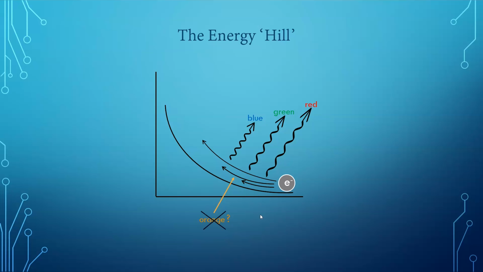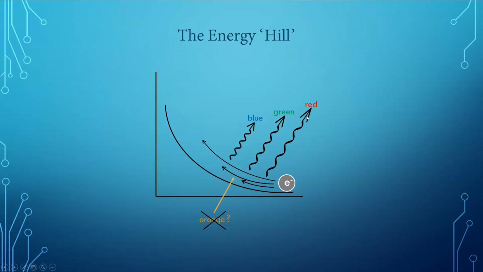But what scientists found is you don't get orange light. If you kick the electron with this much energy, you get red light. If you kick it with this much energy, you get green light. If you kick it with this much energy, you get nothing. This much energy, nothing again. If you kick it with this much, nothing. For some reason, you could only get very specific colors of light to come out of this atom.